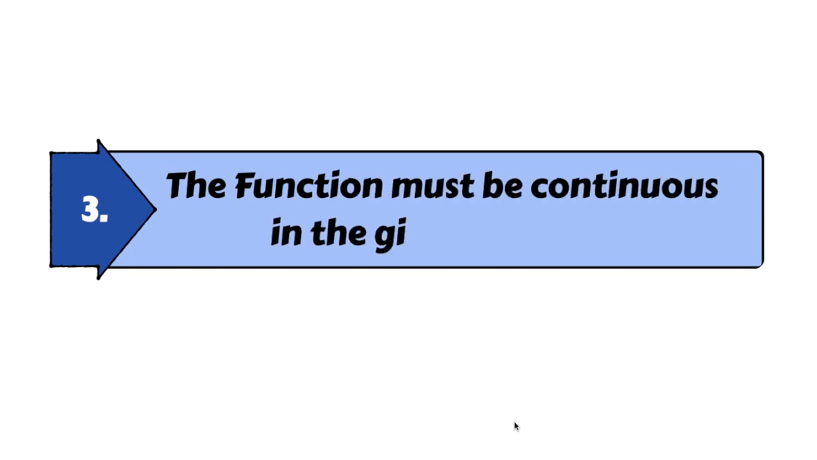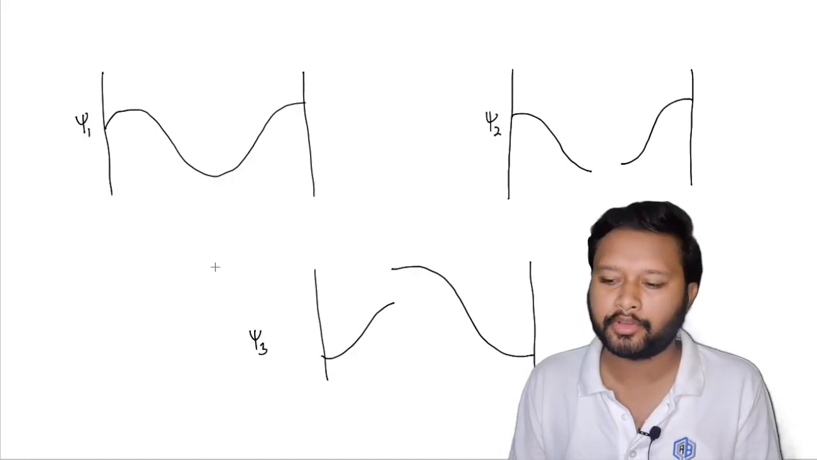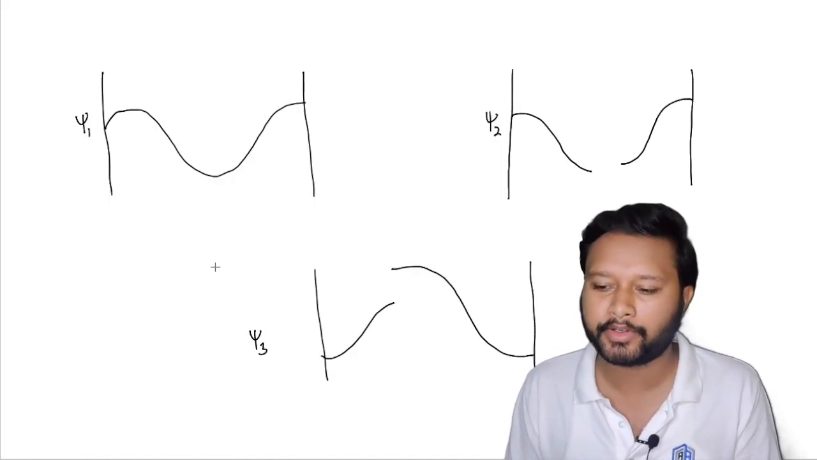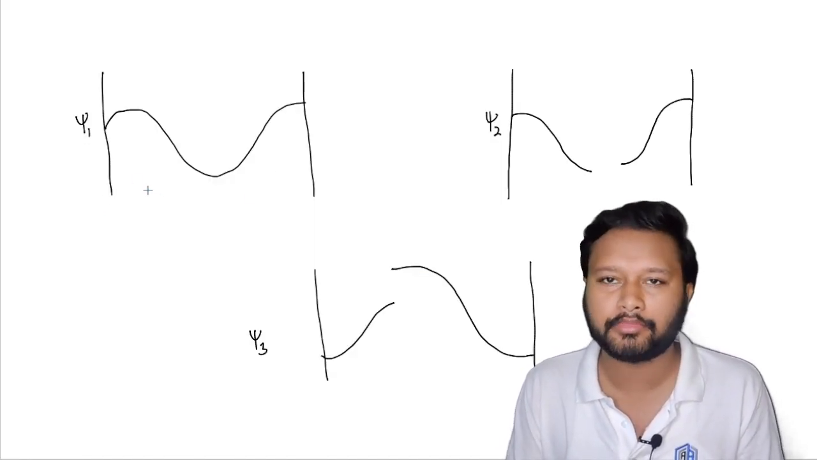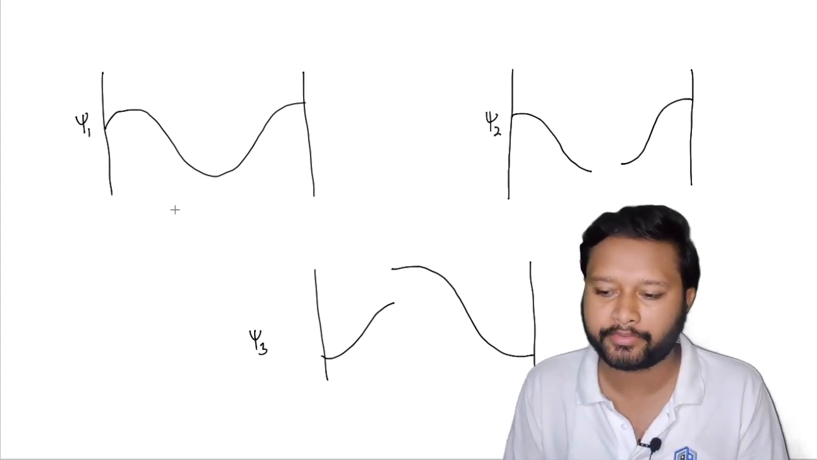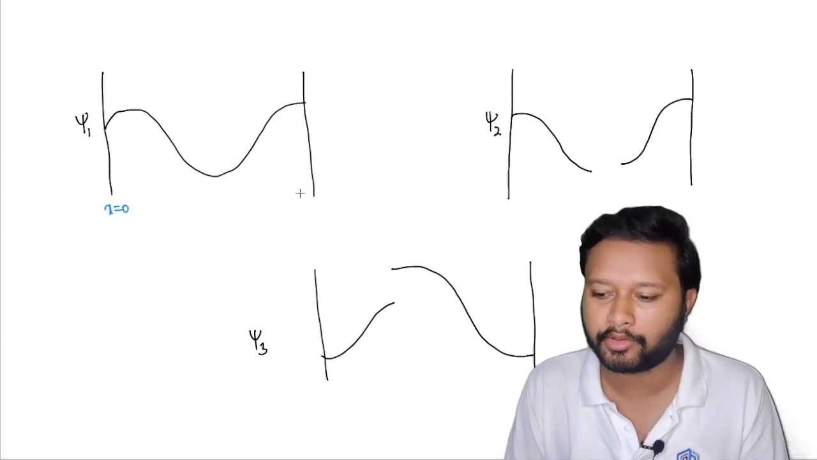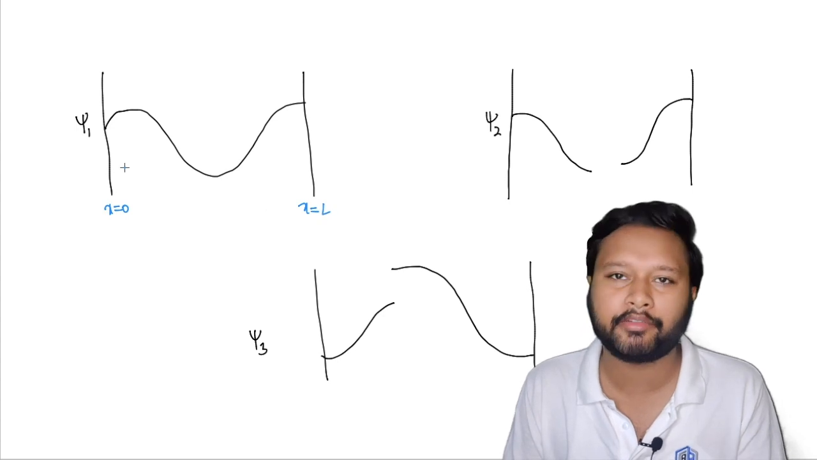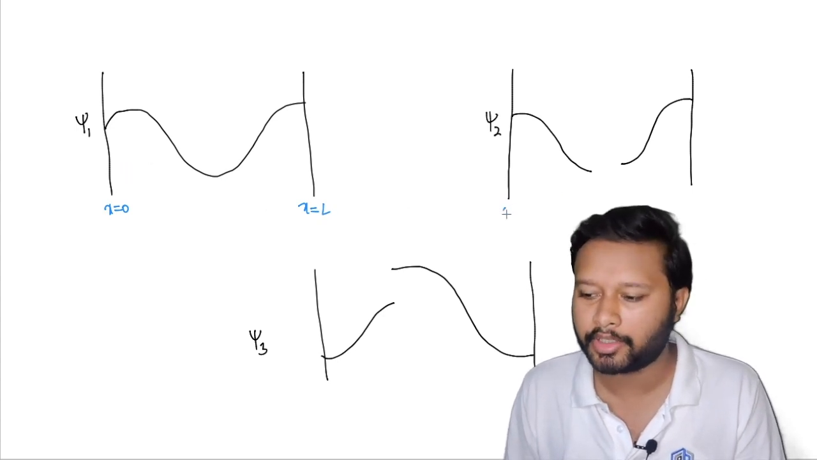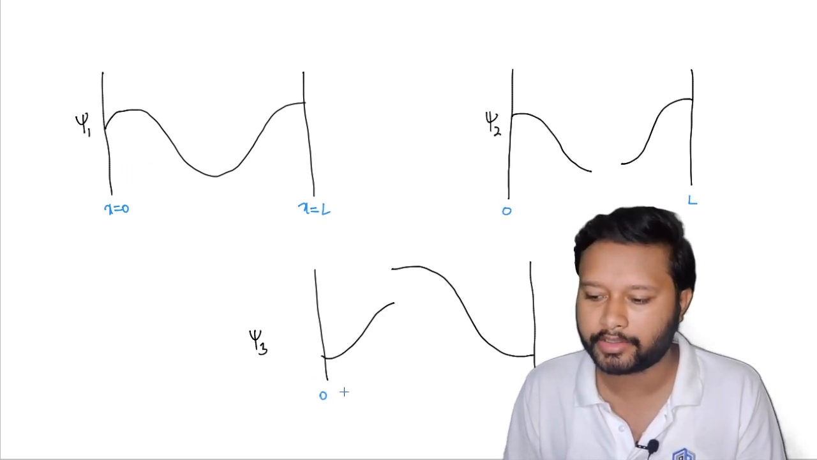Talking about the third point, it says that the wave function must be continuous in the given interval. Okay, it has to be continuous. So let's try to understand that as well. Here I have taken 3 examples of wave functions. These are the intervals in which the function is defined. Let's say this is x equals 0 and this is x equals L, and the wave function is a function of x. This is again 0 and L, this is again 0 and L.